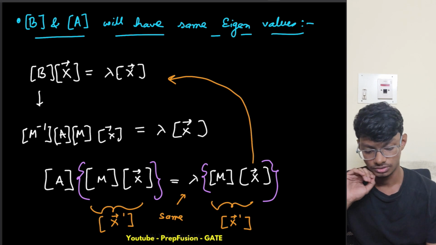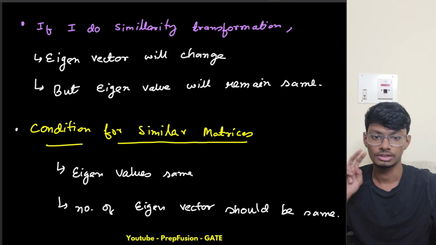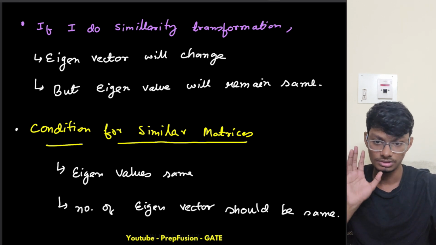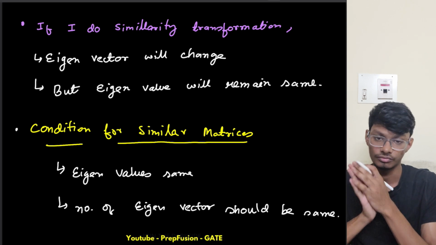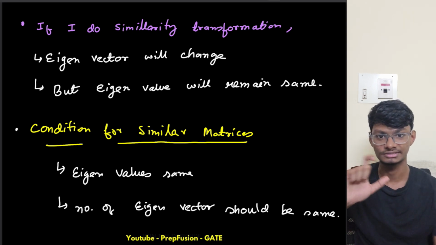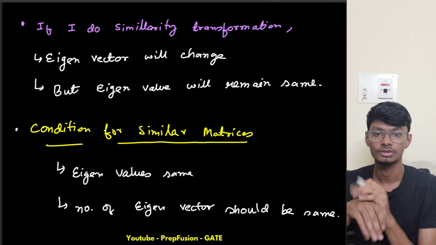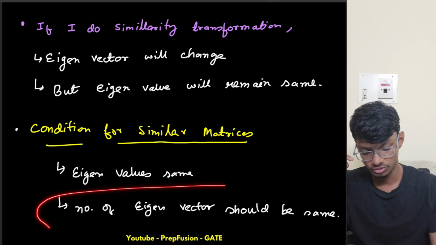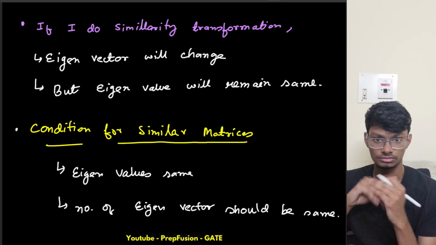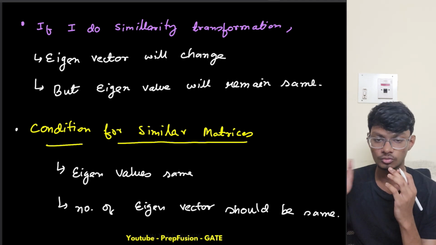So the important point to note here is that the number of eigenvectors should be the same, else the matrices will not be similar. If you couldn't understand, then just memorize it. The first one I told you, that the eigenvalues will be the same, we proved. The second one, books also don't have this. The number of eigenvectors should be the same for the two matrices to be similar.